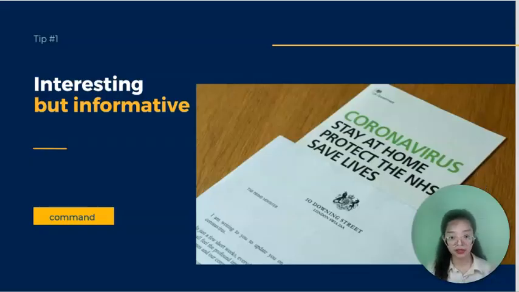And last but not the least, we can also use the title in the form of a command. So let me read the title of this leaflet produced by the UK government. Coronavirus, stay at home, protect the NHS and save lives. It sounds authoritative, right? So just by reading the title, we can see and somehow feel that there is the need and urgency to take action and do our part by just staying at home during the height of the pandemic.